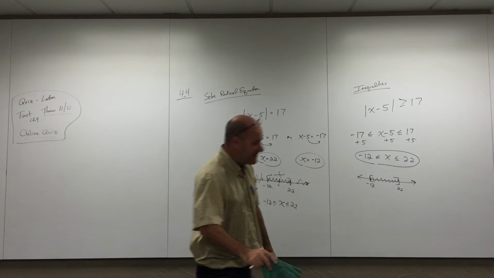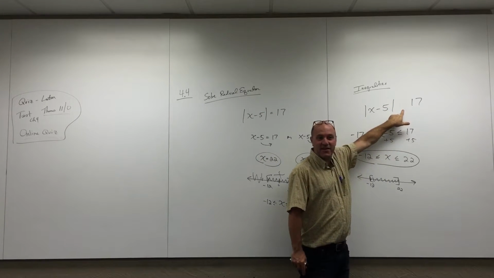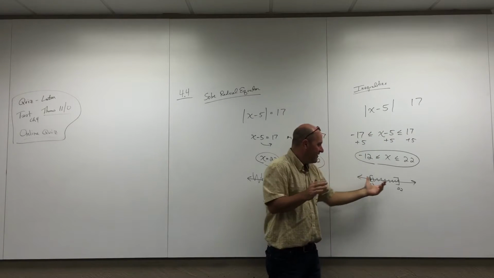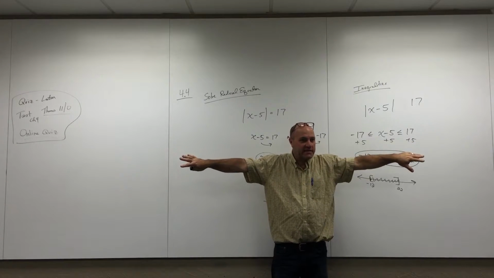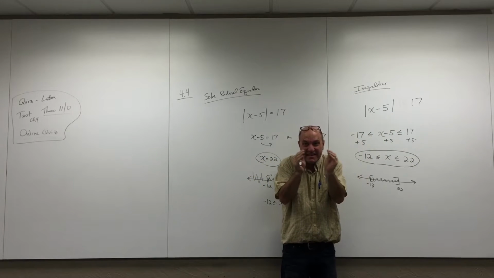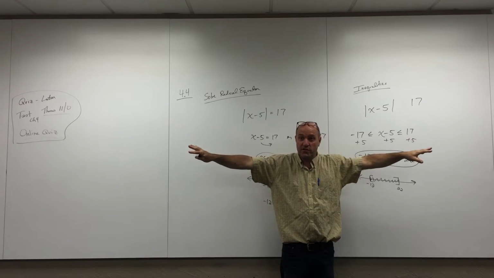What did I just say? At the end, I summarized it. If it's a less than inequality, it's the middle stuff. If it's a greater than inequality, it's the outer stuff. It's the wings. Kind of makes sense, too, by the way. If it's less than, it's inside here. If it's greater than, it's outside those regions, those numbers.